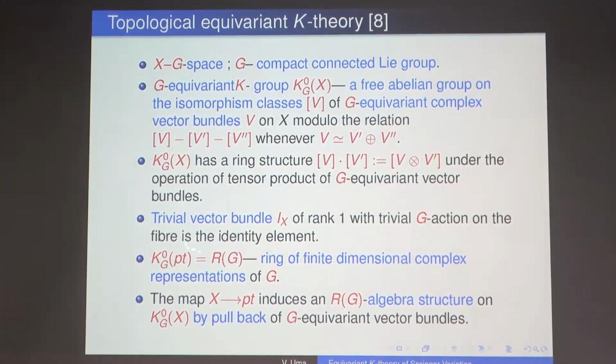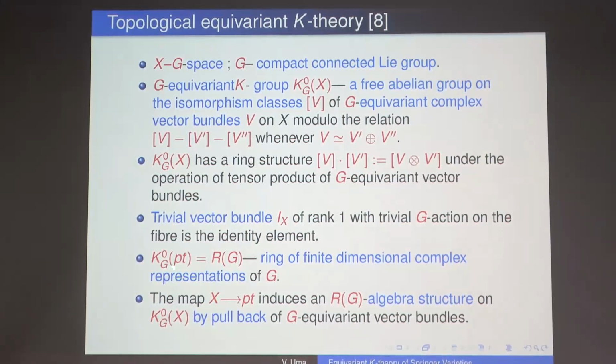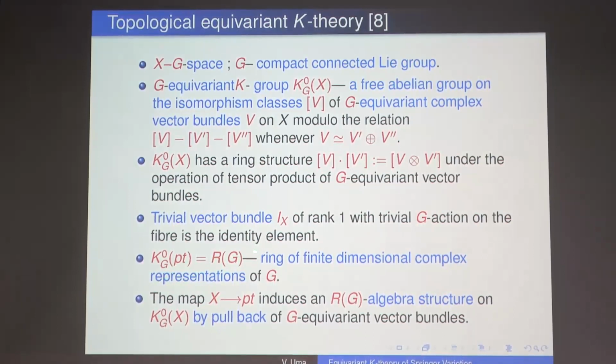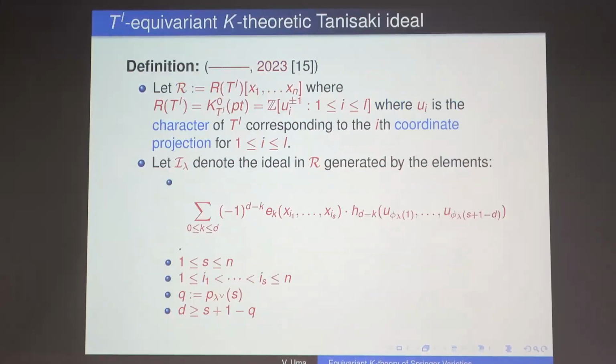So the point is G-fixed. That means there is a map from Vx to Vx, the G gives an action. So that means Vx becomes a G representation space. So this can be identified with the representation ring, all possible representations of G. This will be over a point. And then whenever we have a map, we can give pullback of vector bundles. So that automatically gets an RG algebra structure from this map to a point.